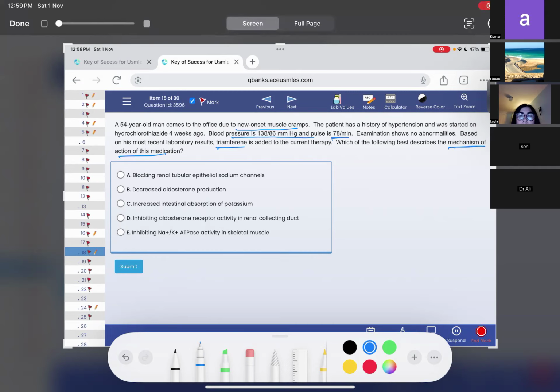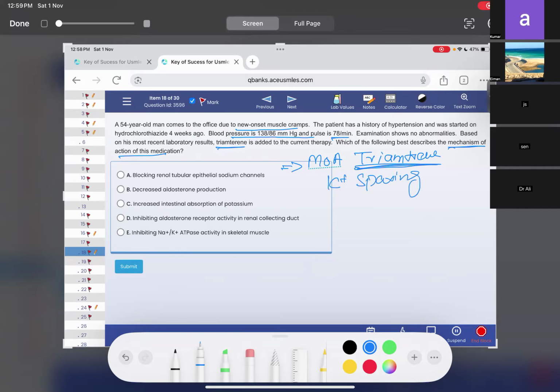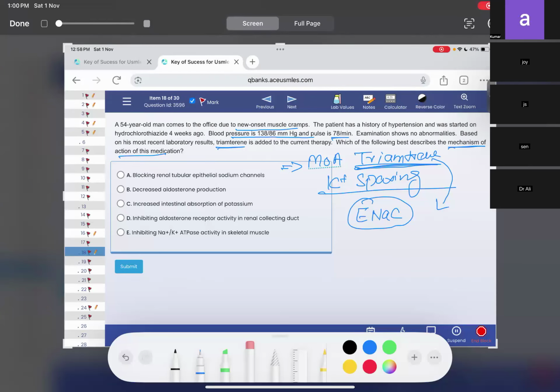So they are asking about the mechanism of action of triamterene. Can anybody tell me in which class triamterene usually comes? Potassium sparing. Excellent. So potassium sparing diuretics, and it works on which one of the following channels? ENaC channel. So this ENaC is usually present on which cell? Can anybody tell me? On the principal cell.